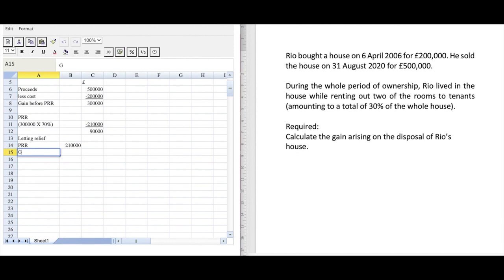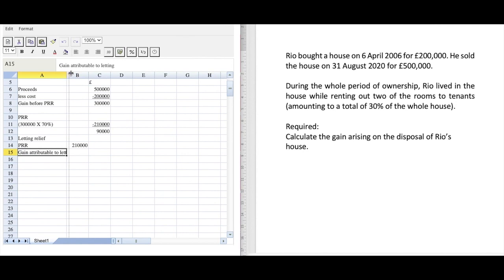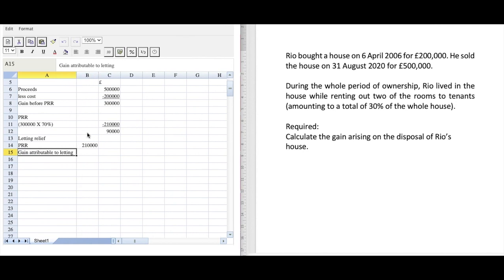You can see my typing's not the best. Gain attributable to the letting of the home rather. So let's just make that a bit wider so we can see that. So the gain that's attributable to the letting of the property is about the proportion of the property that is rented. And that's 30% of the whole house is rented.